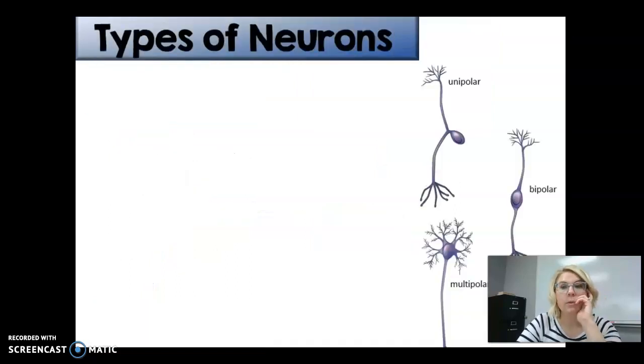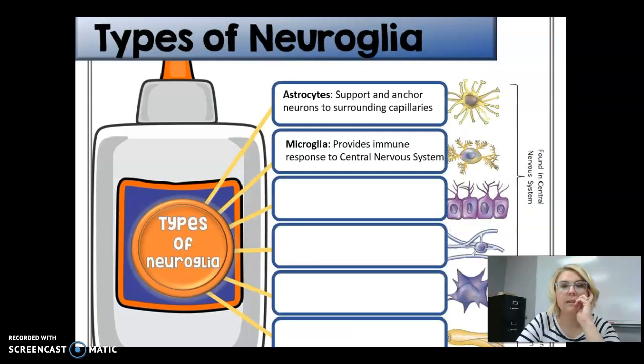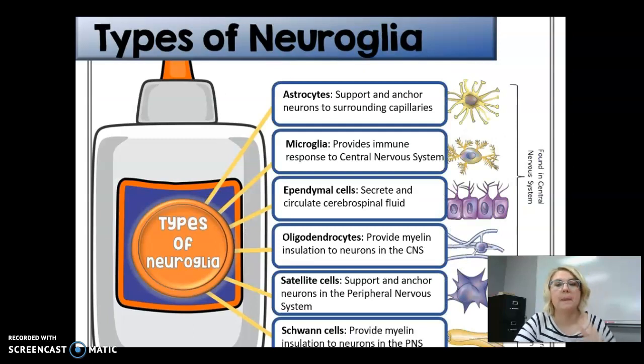Okay? So we talked about the different types of neurons. Unipolar neurons are 1, bipolar neurons are 2, multipolar neurons are 3, and the different types of neuroglia. Okay. Now remember last week we talked about central nervous system and peripheral nervous system. If you see the word CNS, it means central nervous system.